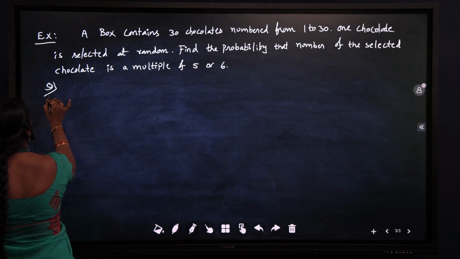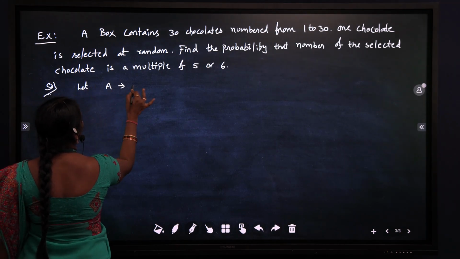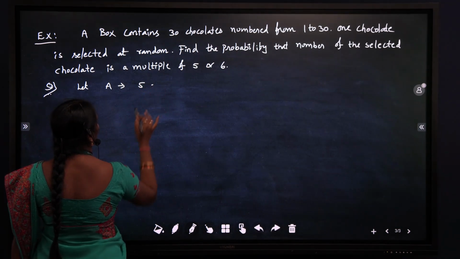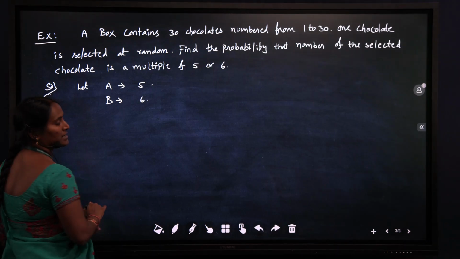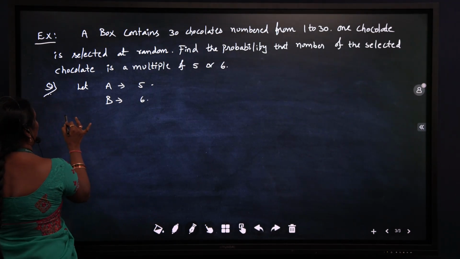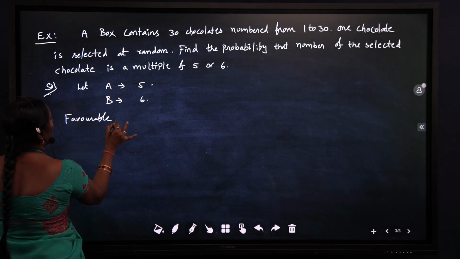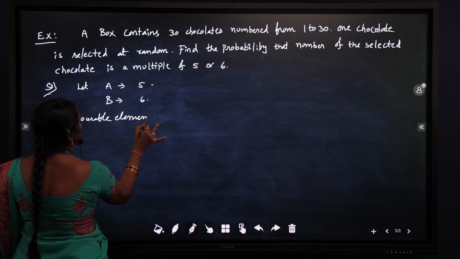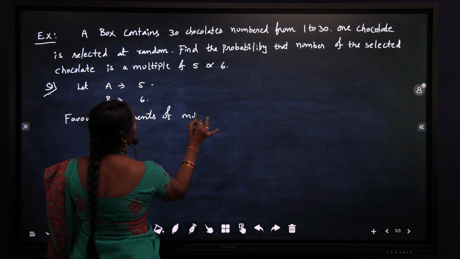So in order to do this solution, let A be the number of elements that are a multiple of 5 and B be the number of elements that are a multiple of 6. Now we are going to find the favorable elements. The favorable elements of multiple of 5.